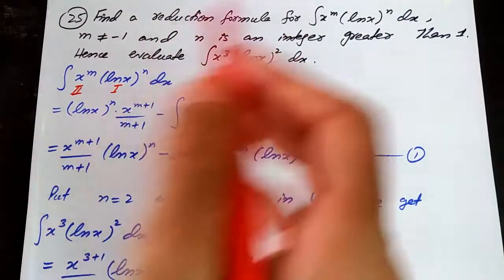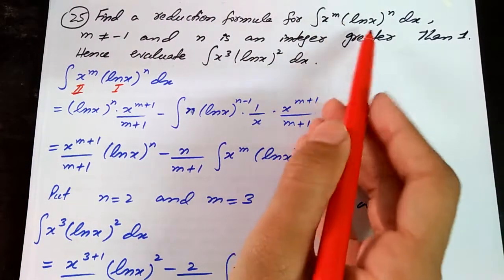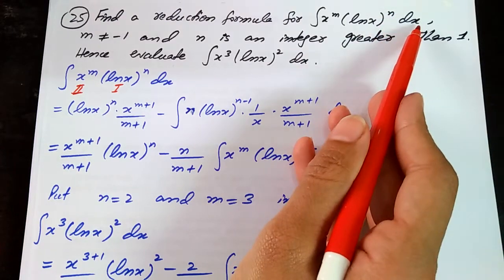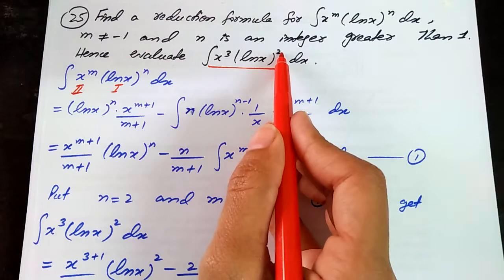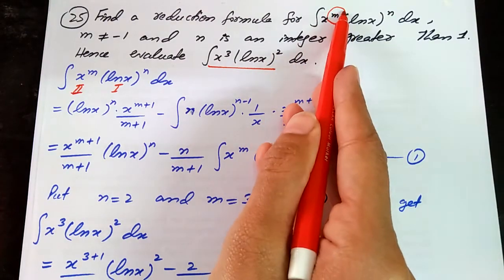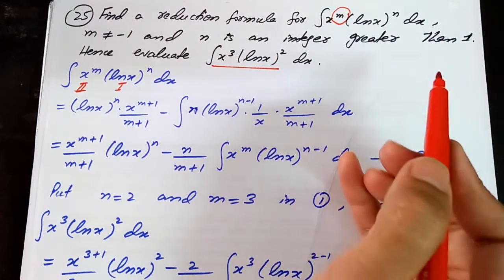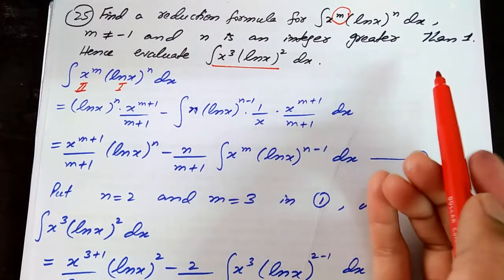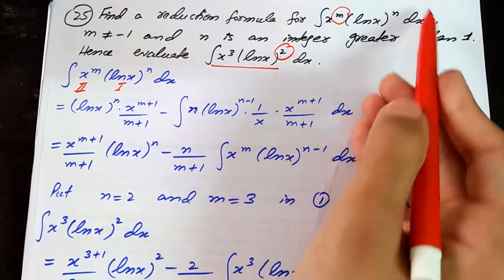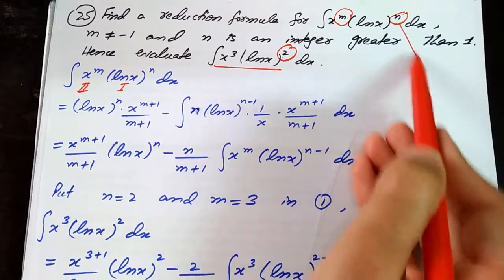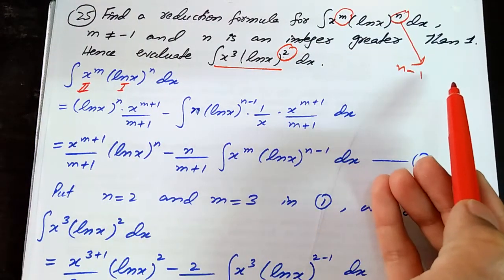Find a reduction formula for integration x raised to power m ln x raised to power n dx, and then use this formula to evaluate integration x cube ln x whole square. Now here we have m. We will just reduce it, or you can see here we have 2 and here we have n. So we can reduce it up to n minus 1.